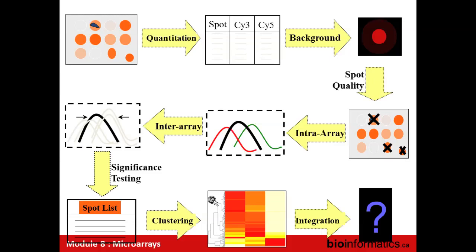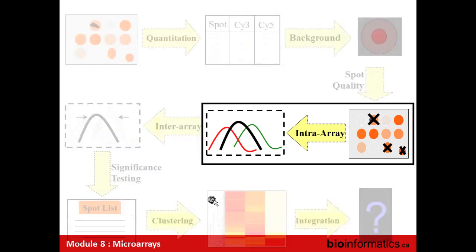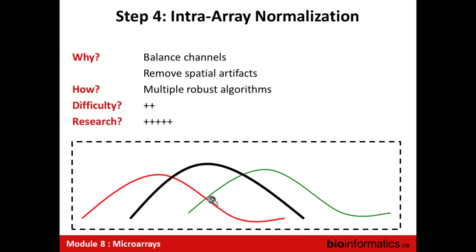All right. So spot quality. Spot quality is impossible. Nobody researches it anymore. We don't know how to fix it. Very fortunately, we then go on to normalization. So in case you are getting depressed by the fact that we can't fix quantitation, background correction, or spot quality, normalization turns out to be easier.